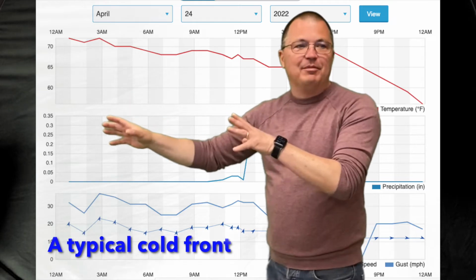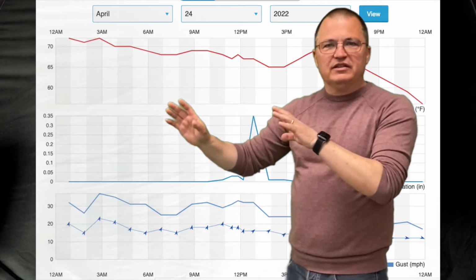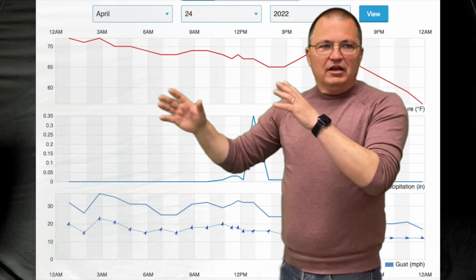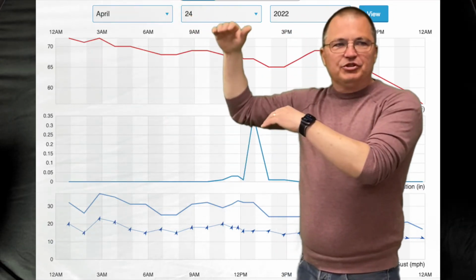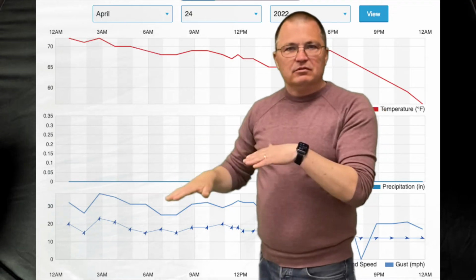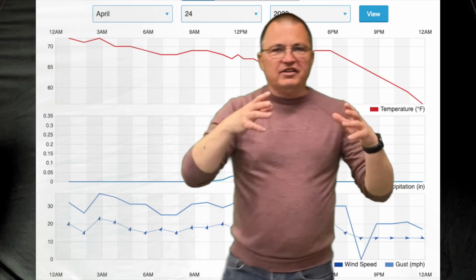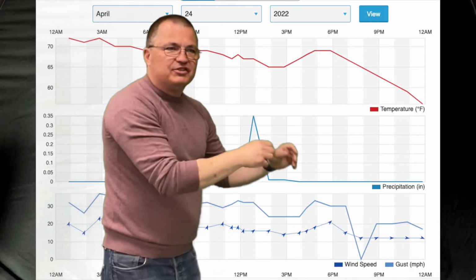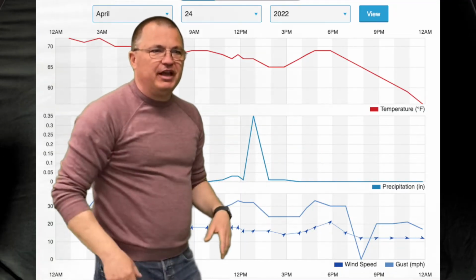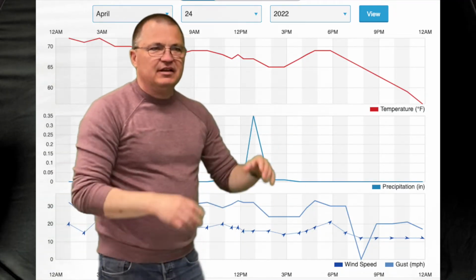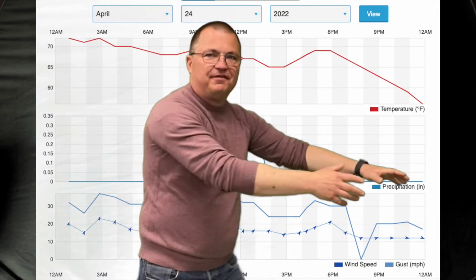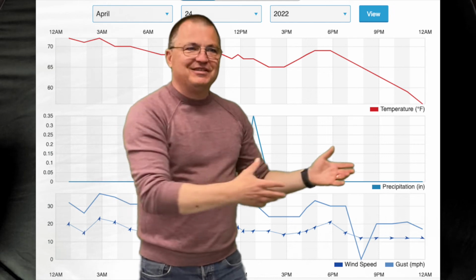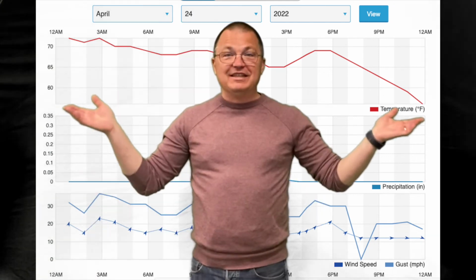Wow. As you can see, before the storm came, we had some gusty winds all day long, but then it was warm and humid all the way through. You can see the temperature nice and high, no rain coming. All of a sudden, boom, we had this very short, intense period of rain, high winds, and then the temperature cools off as that cold air moves in. This was a typical cold front.